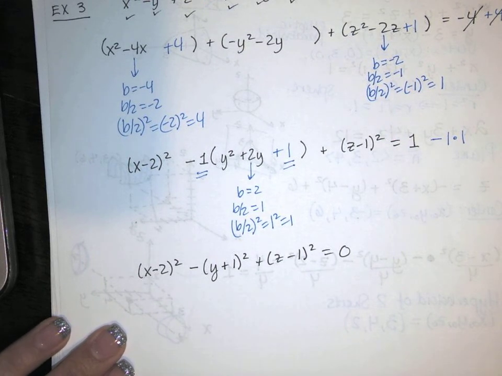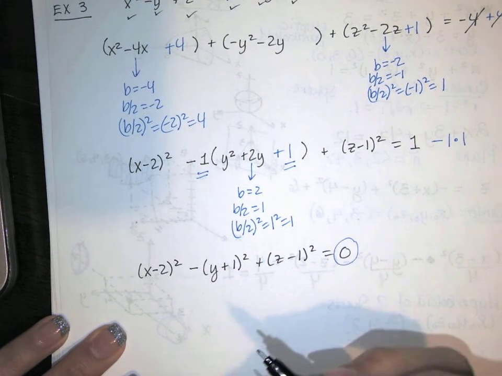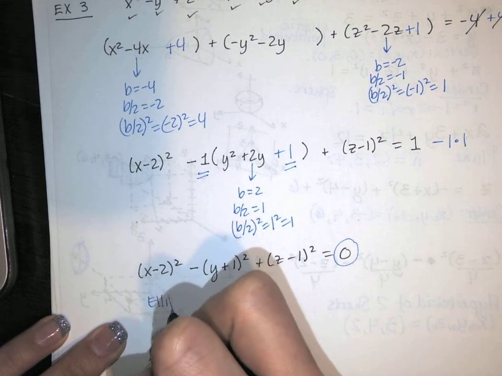Okay, so I've got a 0, and I've got 3 variables squared, and I've got 1 negative and 2 positives. I hope you said, that's an elliptic cone, Miss Townsend, and you'd be absolutely right. The 0 and the fact that there are 2 positives and a negative tell me that this is an elliptic cone.